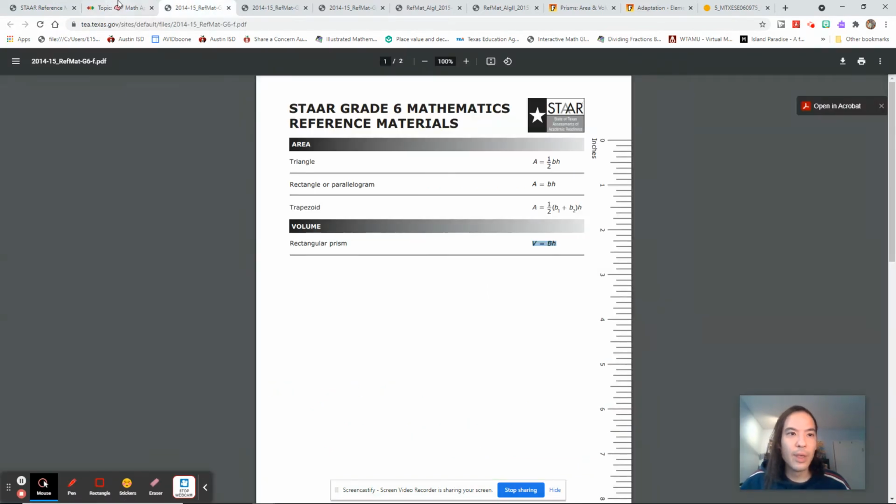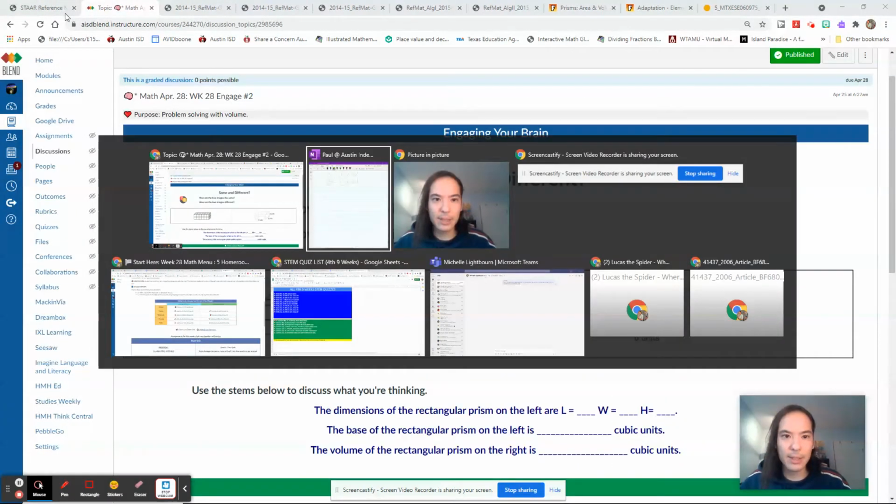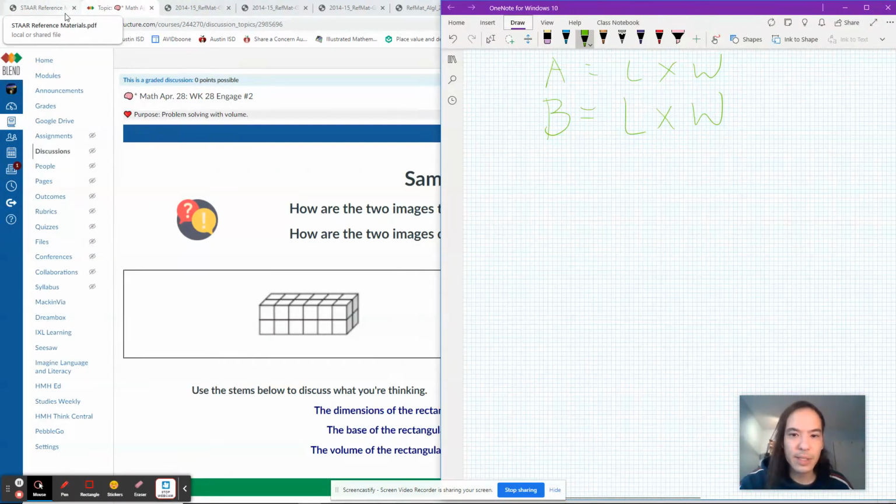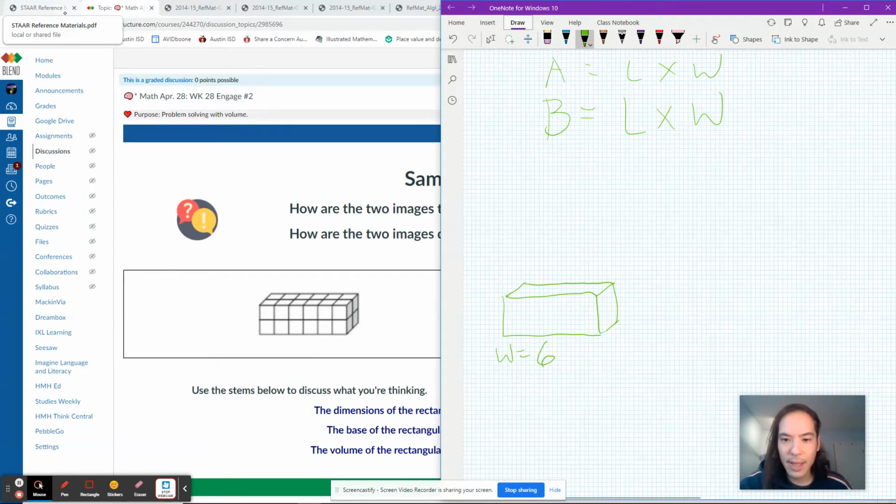All right, so when we're looking at this, base equals length times width. We established on our three-dimensional figure that we had a width of 6, we had a length of 2, because it was like 2 squares, and then, oops, that's totally, if I'm doing height of 2, that doesn't work. And then we had a height of 2.